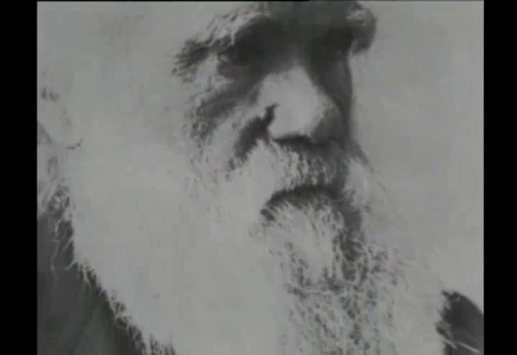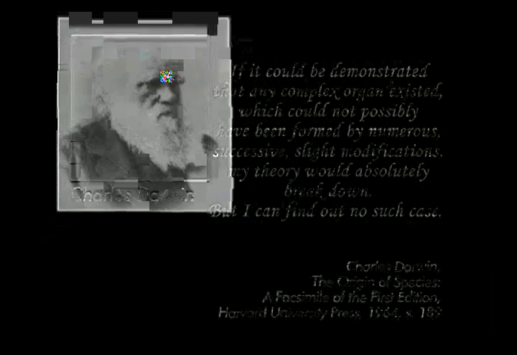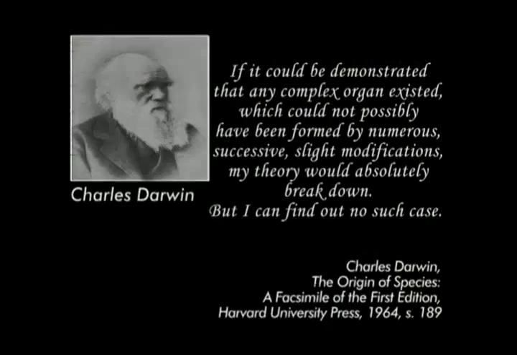Charles Darwin was aware of this and wrote in his book, Origin of Species, "If it could be demonstrated that any complex organ existed which could not possibly have been formed by numerous successive slight modifications, my theory would absolutely break down. But I can find out no such case."